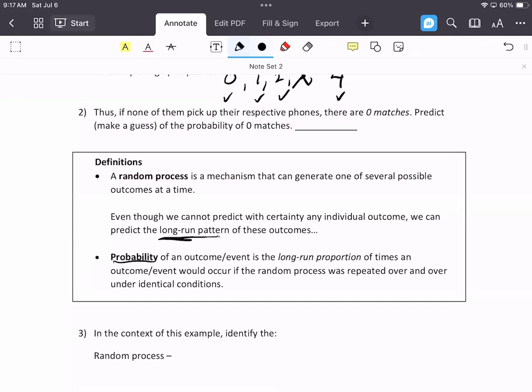Probability, we're finally getting to a definition, of an outcome or event, is the long-run proportion of times an outcome or event would occur if the random process was repeated over and over again under identical conditions. So this probability can be between 0 and 1 if you're looking at decimals or fractions, or between 0% and 100%. Just so we have an idea of what the value can be.